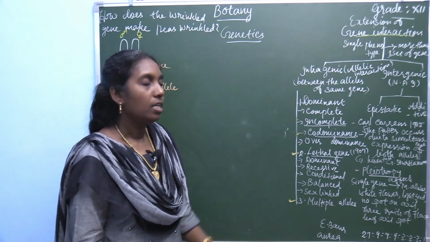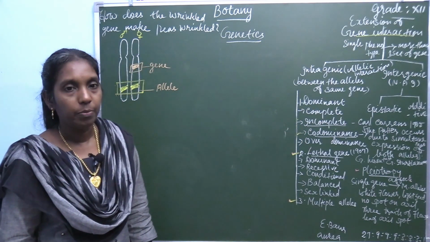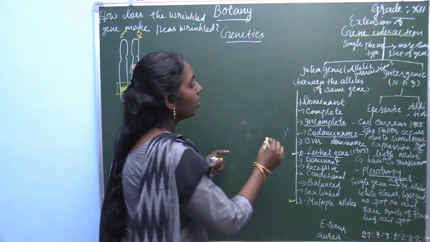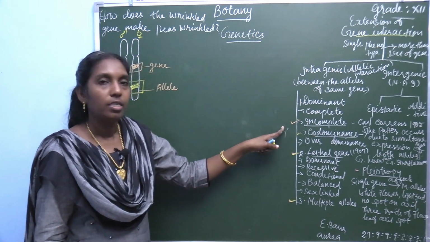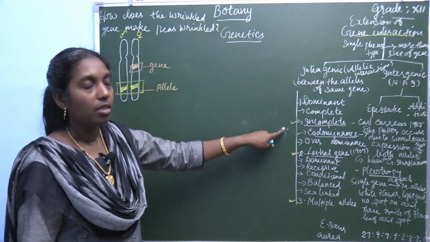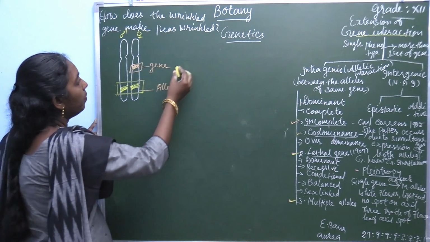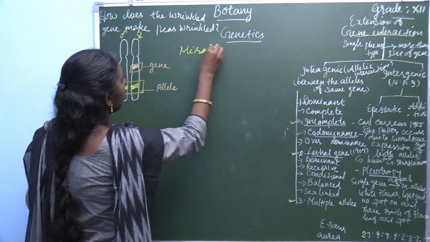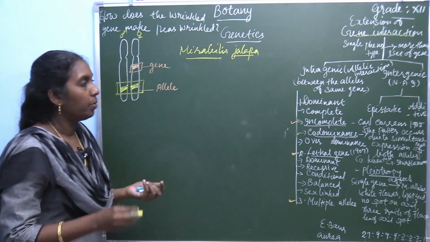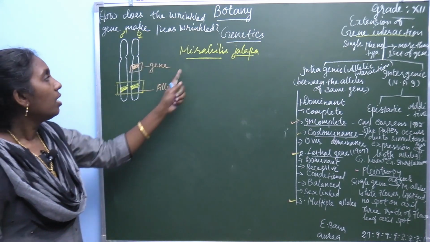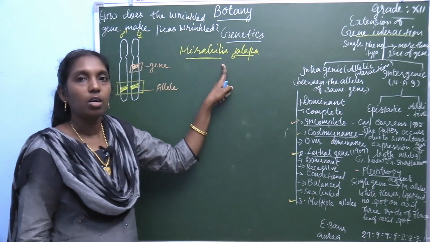This dominant allele is again classified into complete dominant and incomplete dominant. Under this you are going to learn one example, that is incomplete dominance. Incomplete dominance was observed in the year 1905 by Carl Correns, who explained it in the plant Mirabilis jalapa.